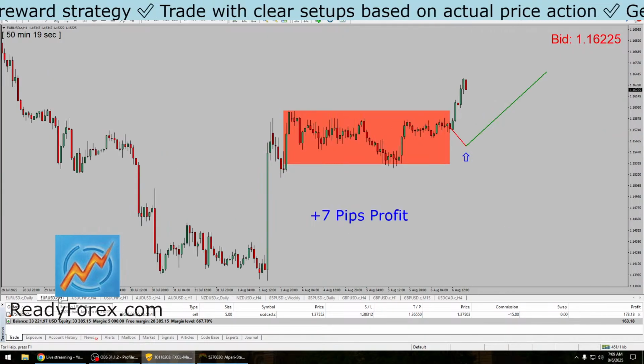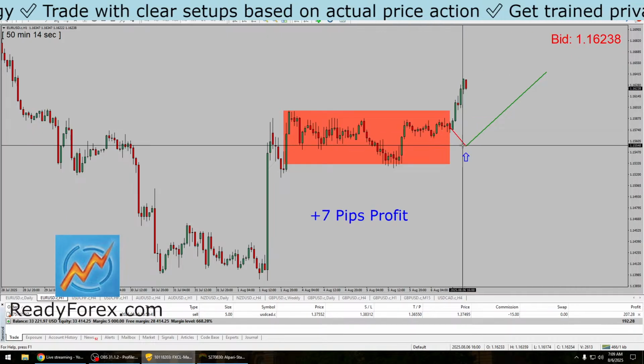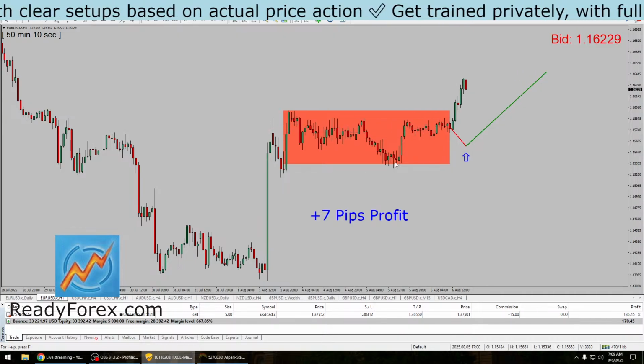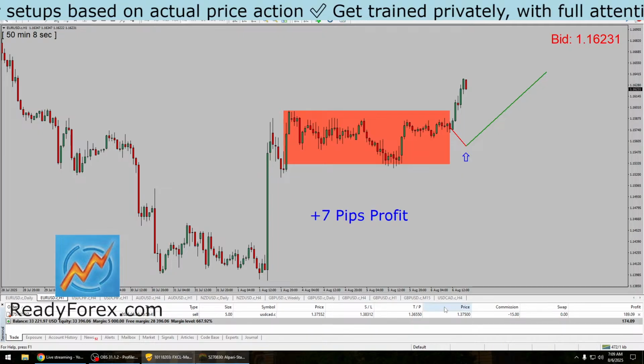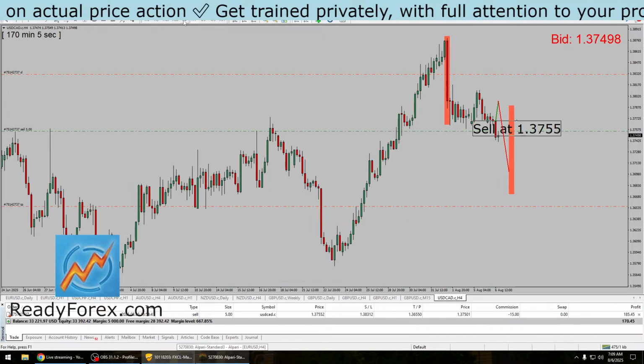Check out the euro dollar chart, by the way. The euro dollar, I was expecting kind of a deeper pullback. We did not get it, and the market just keeps going up. Let's start the analysis. Go back to the USDCAD. So this is what's going on.